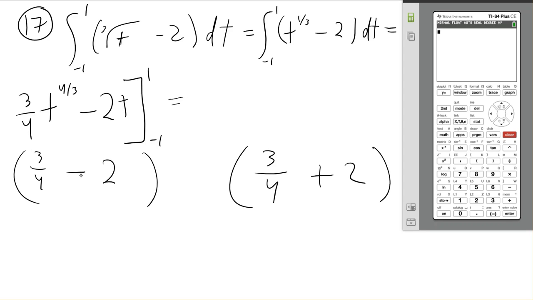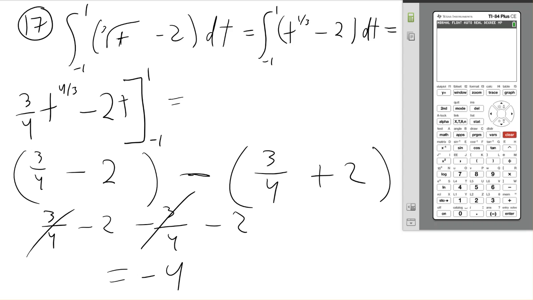So I plugged in 1 to get this stuff, and then I plugged in -1 to get that stuff. And what am I supposed to do with these? Subtract. That's just the way it's set up. And of course, sometimes the arithmetic can be a little messy here. I'm tempted to get a common denominator until I saw this stuff. And now if I distribute this, it looks like those cancel, and we end up with -4.